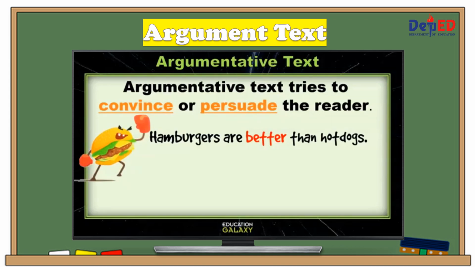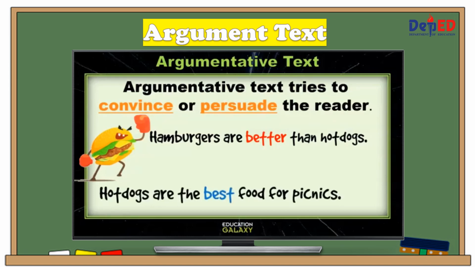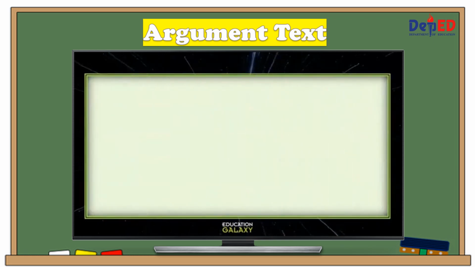The word better is a word that's used to help persuade the reader. Let's look at this sentence. Hot dogs are the best food for picnics. Who agrees with that sentence? The word best is also an opinion word that's used to persuade the reader.